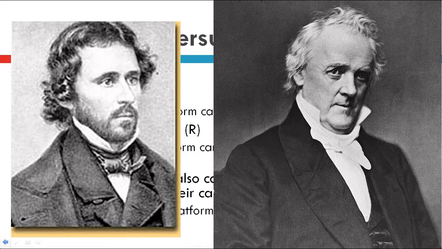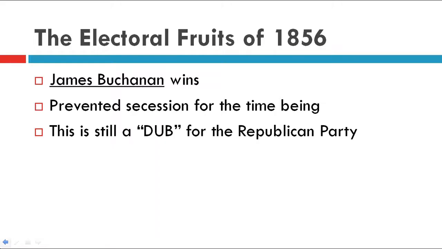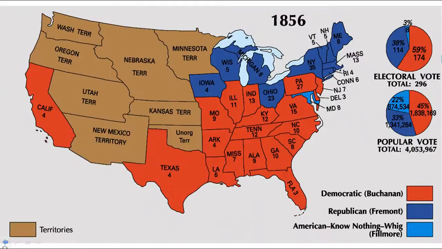And here's James Buchanan. Okay, so Old Buck wins in 1856, and this does prevent secession for the time being. The Democrats, I suppose, are satisfied for now. But it's still a victory for the Republican Party. Now, you can see here that they are gaining a lot of support in what used to be traditional Whig territory. Now, by 1860, they'll have enough support in the North and Northeast to win the election. And obviously, that is the final straw that breaks up the Union.